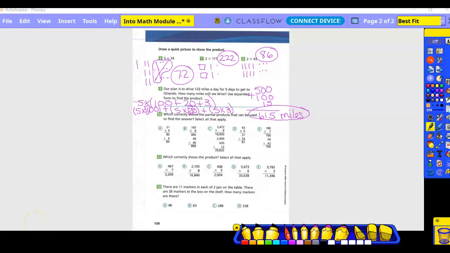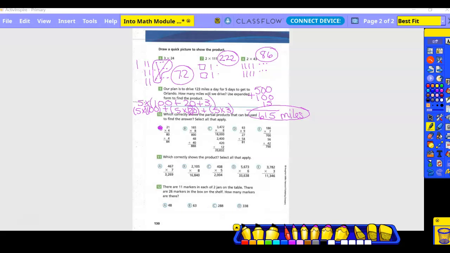Number 10, which correctly shows the partial products that can be used to find the answer. So if we did this, we would do 4 times 20, which is 80, and 4 times 1, which is 4. Okay, that could be a possibility, right? Or does that one work? Yes.